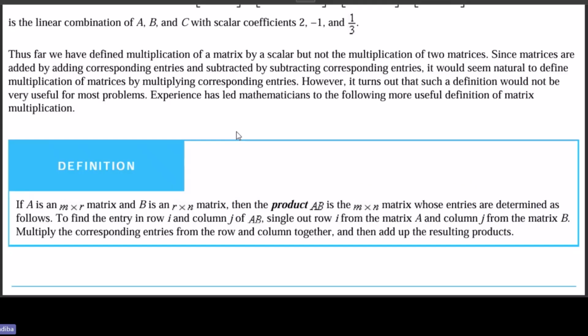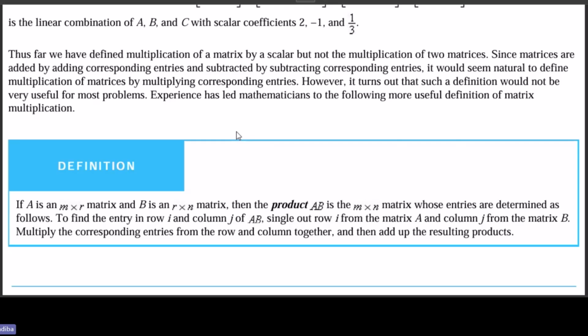So for us to have AB, an M by N matrix whose entries are determined as follows: the size for matrix A is M by R, the size for matrix B is R by N, and the product AB is M by N. That's why I said the size for matrix A is M by R, the size for matrix B is R by N, and then AB is equal to M by N.